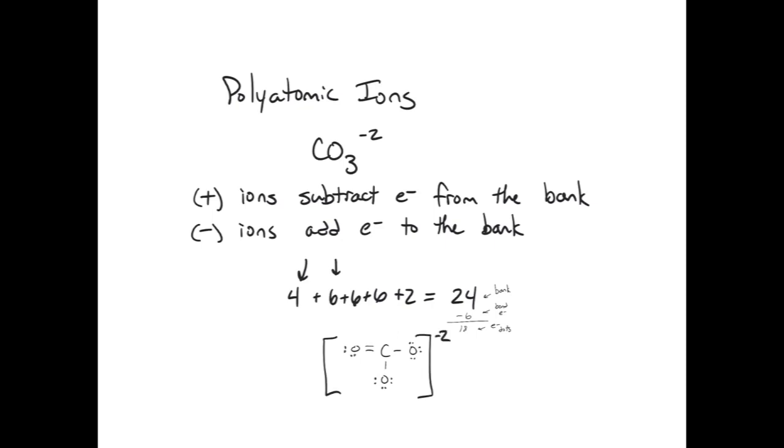Now the brackets and charge are only required for polyatomic ions. If you have a neutral molecule, you do not need to put the brackets on, but since this is a polyatomic, you do. If this was a quiz or test, I would take off half a point if you didn't include the brackets and the charge on your final structure.